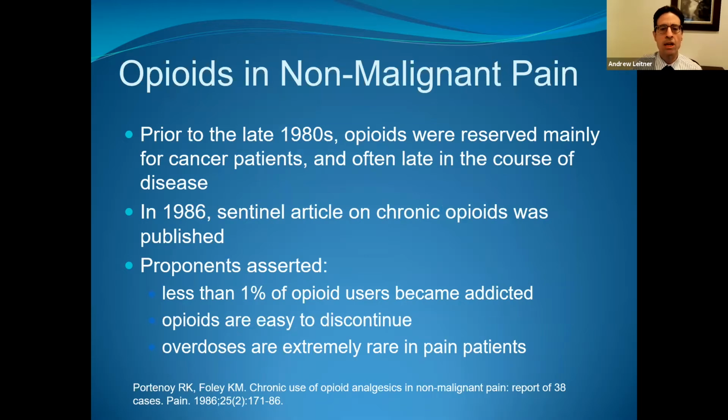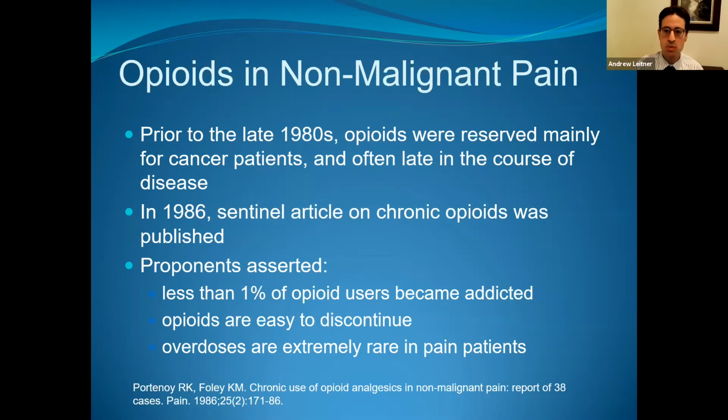So, in non-malignant pain, as I referred to, prior to the 1980s, opioids were reserved for last resort. At around the same time that the stepladder was published, there was a sentinel article by a group in the US asserting that opioid addiction was not an issue for patients on chronic opioid therapy. Less than 1% became addicted. Opioids are easy to discontinue. Overdoses are extremely rare. And out of that article and subsequent studies and anecdotal experience, there became widespread use of opioids in medical use in the US.